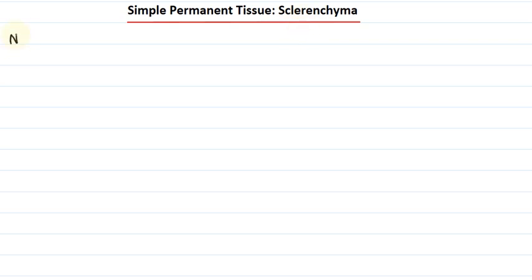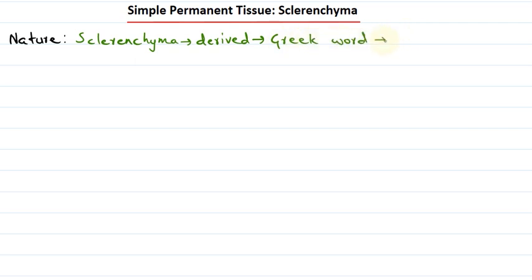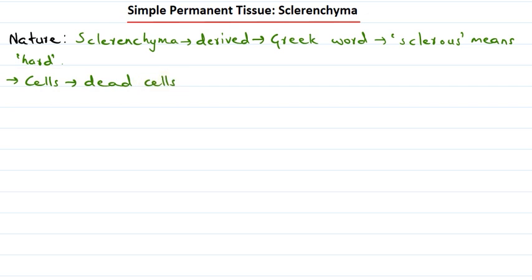Okay. So first let's begin with the nature of sclerenchyma. This word sclerenchyma is derived from a Greek word where sclerus means hard. So how are the sclerenchymatous cells? These cells are dead cells. Okay, they are not living cells, they are dead cells.